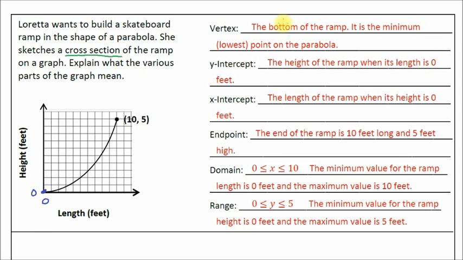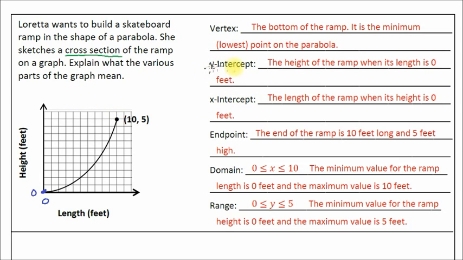So what does that tell you? In a sentence, it tells you the bottom of the ramp. That's it. And I also put a little description: it's the minimum or lowest point on the parabola. You could also write that the vertex tells you that at 0 feet long, the ramp is 0 feet high. So these are all ways to describe what the vertex tells you about the ramp. Now, the vertex on a lot of graphs is not always at 0, 0. So that's just unique to this particular type of graph.